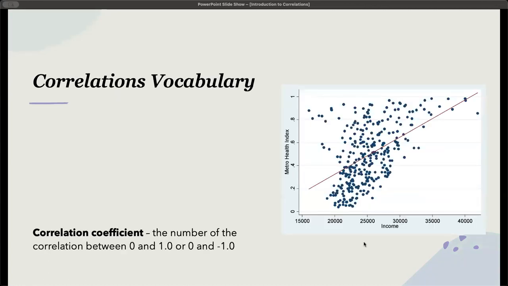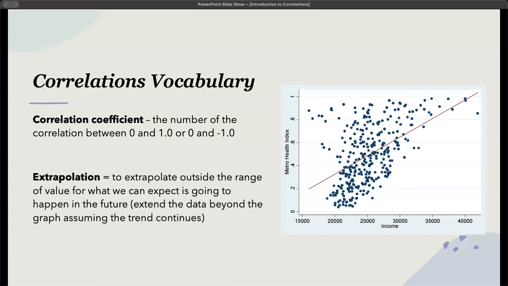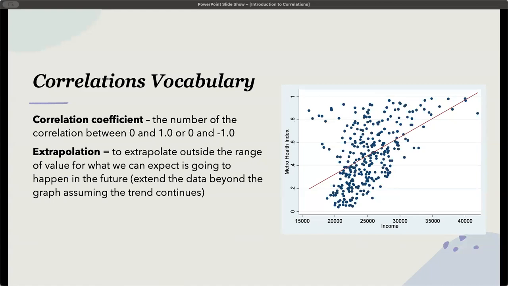Okay, so if we look at a correlation coefficient, that is the number of the correlation between 0 and 1 or 0 and -1. So when you get the number at the end of doing the correlation in JASP, that number is called the correlation coefficient. Extrapolation. To extrapolate, this is where we're going outside the range of values for what we can expect is going to happen in the future.